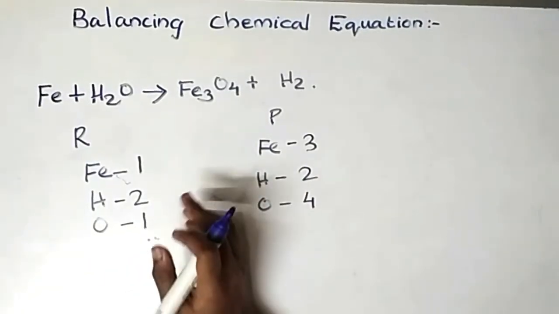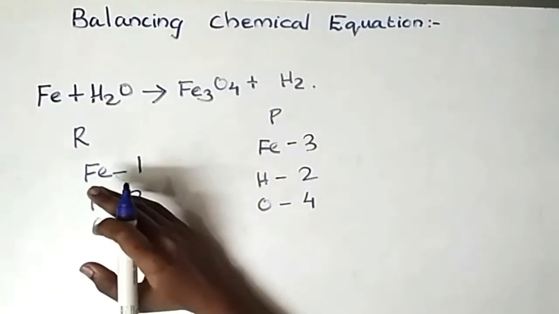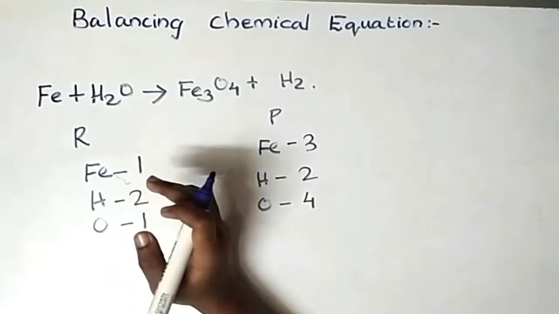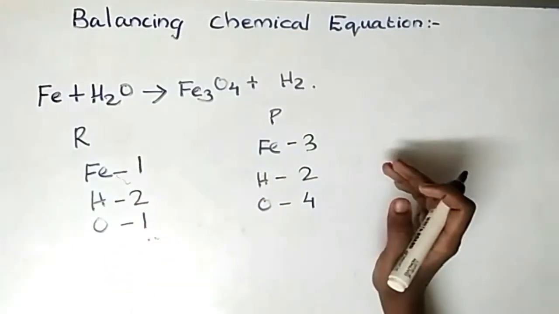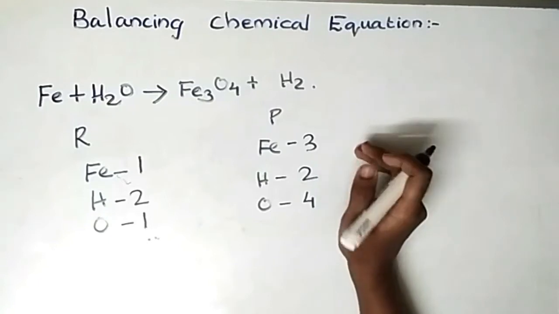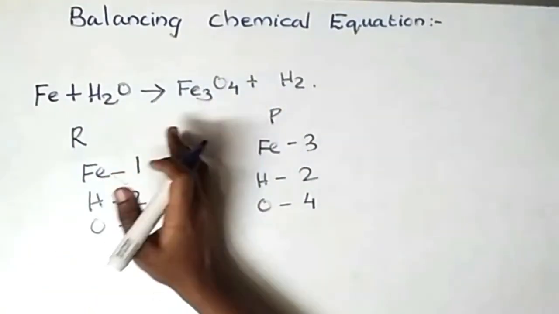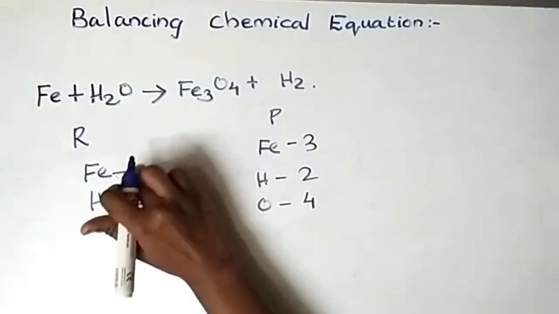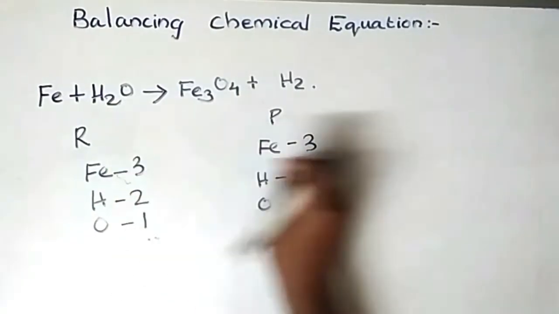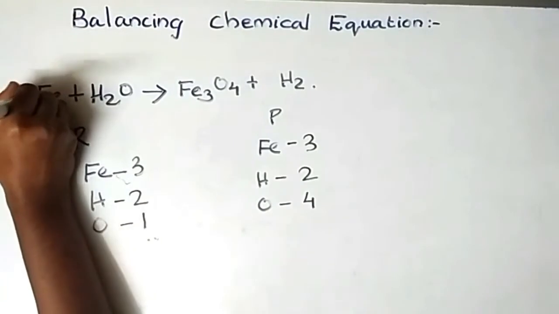First, we will balance the iron. On the reactant side, we have 1 Fe atom and on the product side, we have 3 iron atoms. So, we need 3 atoms of iron on the reactant side in order to balance it. So, we can put 3 here.